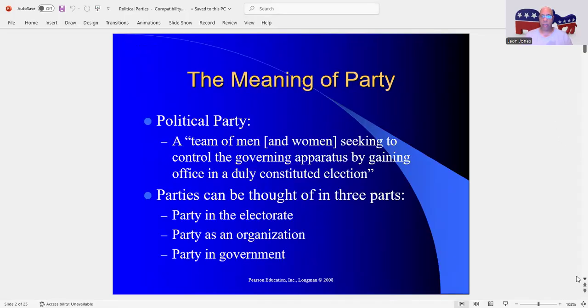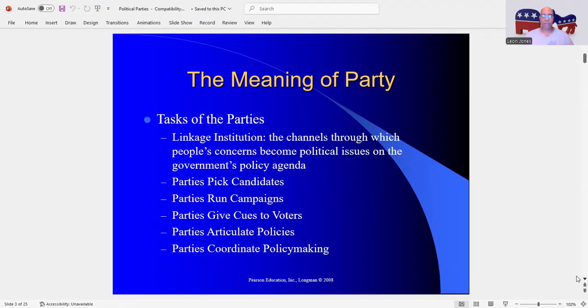So, when we deal with political parties, what is the meaning of a party? Well, a political party is a team of men and women seeking to control the governing apparatus by gaining office in a duly constituted election. Now, parties can be thought of in three parts: party in the electorate, party as an organization, and of course, party in government.